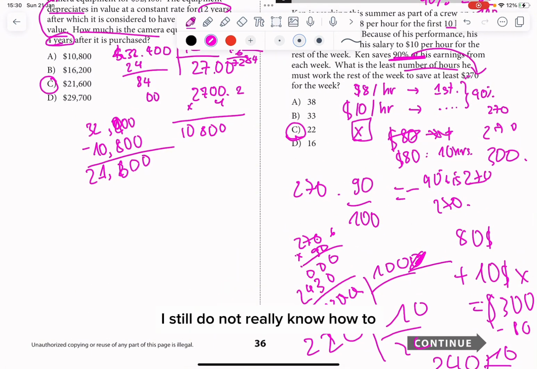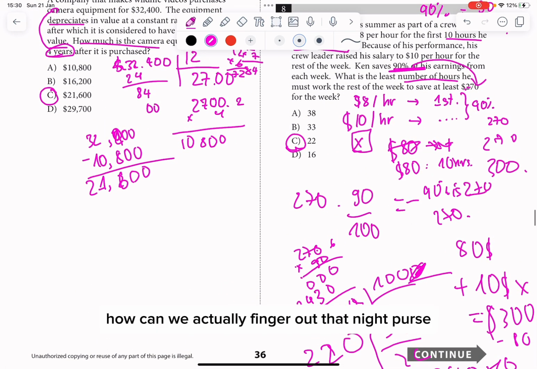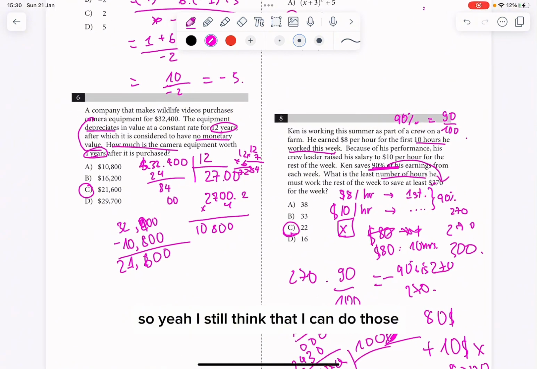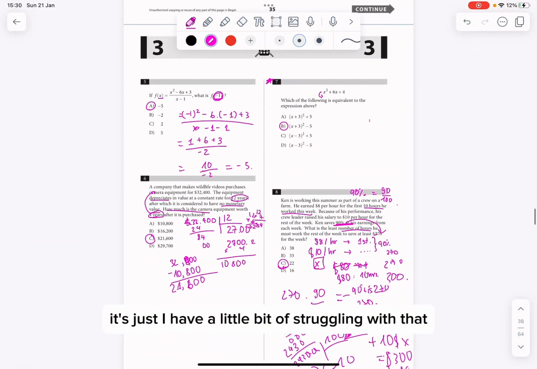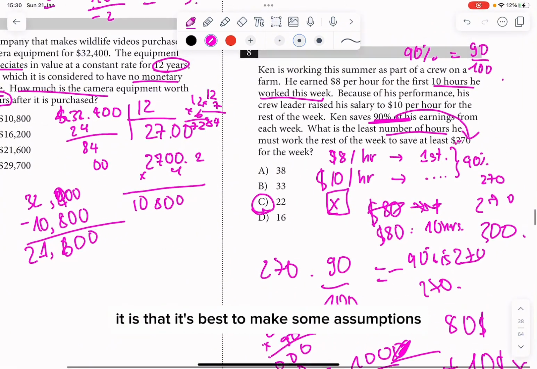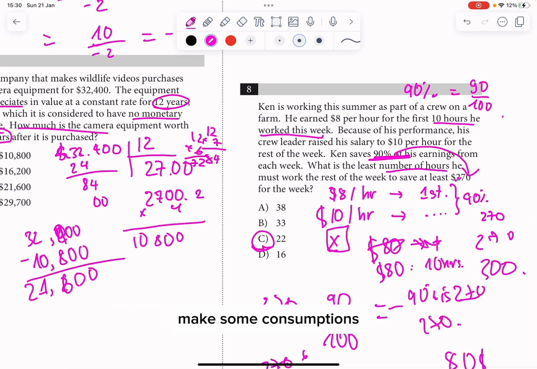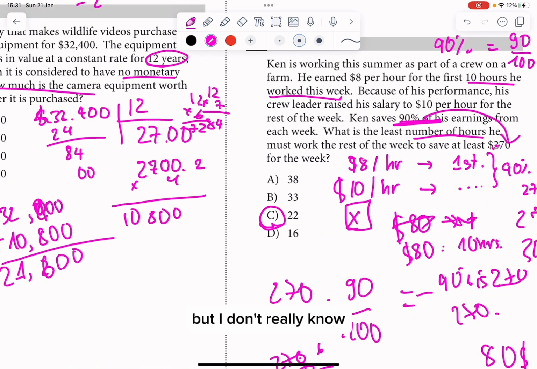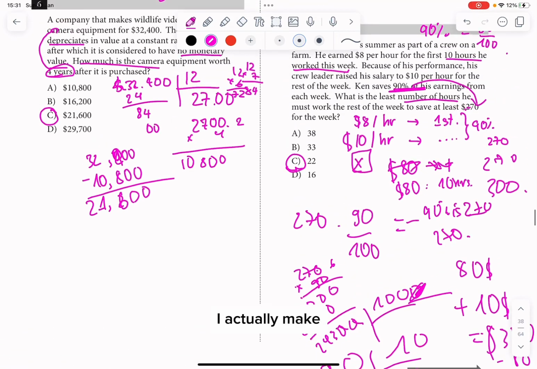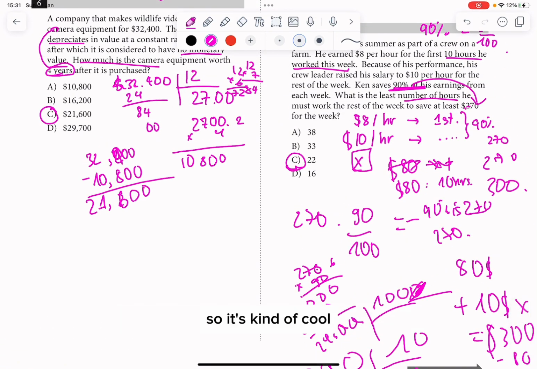But regardless, I still do not really know how we can actually figure out that 90% of the original money is 270 and the original money is 300. I just really need to work on the way I figure out percents of a given number. I still think I can do this, I just struggle a little with that. But in this case, I think it's best to make assumptions that are realistic. I actually happened to make the correct assumption, so it's kind of cool.